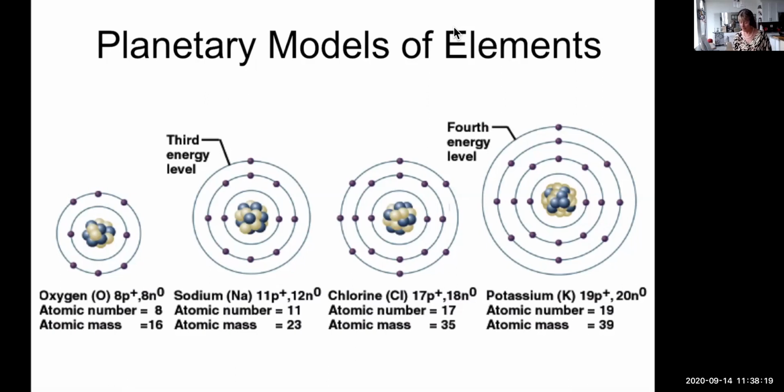But this is an example of different elements that have a different atomic number, which is the number of protons, and atomic mass, which is the number of protons and the number of neutrons. And of course, it varies with different elements.